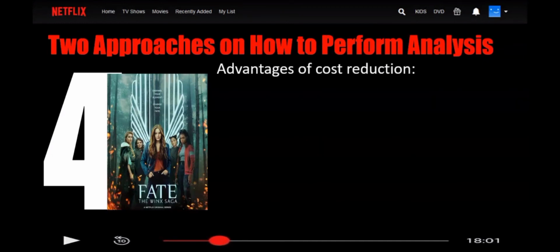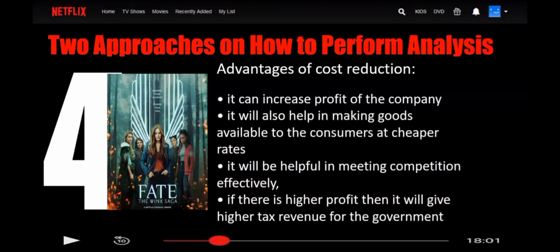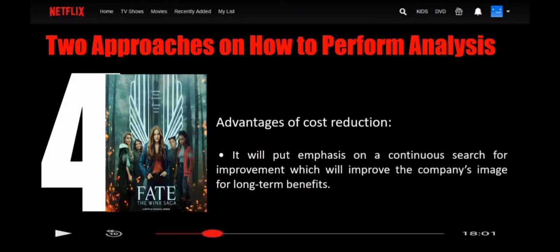There are many advantages of cost reduction. First is that it can increase the profit of the company. It will also help in making goods available to the consumers at cheaper rates. It will be helpful in meeting competition effectively. Next, if there is higher profit, then it will give higher tax revenue for the government. And lastly, it will put emphasis on a continuous search for improvement, which will improve the company's image for long-term benefits.